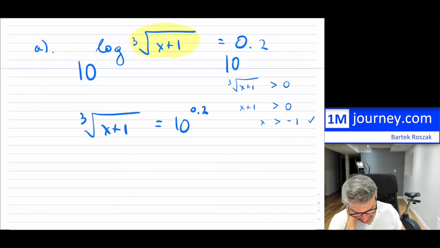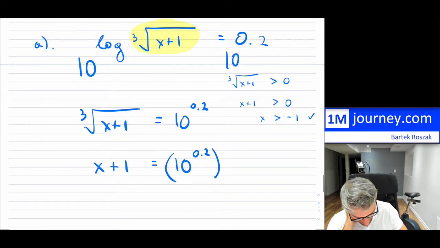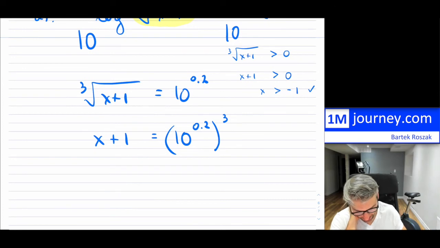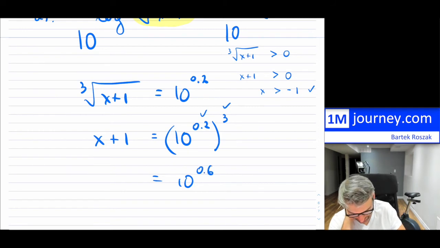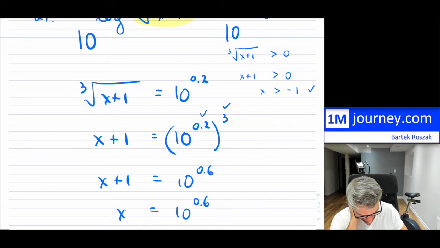Okay, and now I'm going to cube this. So if I cube this, it's going to be x plus 1 equals 2, 10. Now it's going to be cubed, so I'm going to cube both sides. This is just a number on the right-hand side, so really this is just 10. 0.2 times that is 0.6. x plus 1, so x equals 2 minus 1.